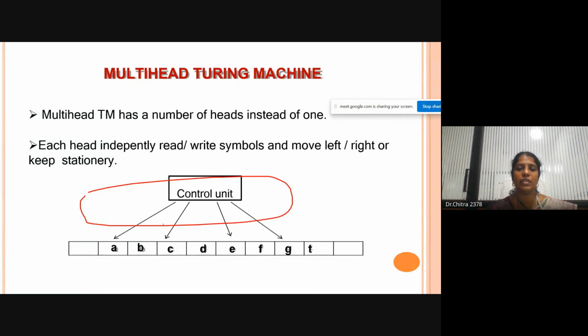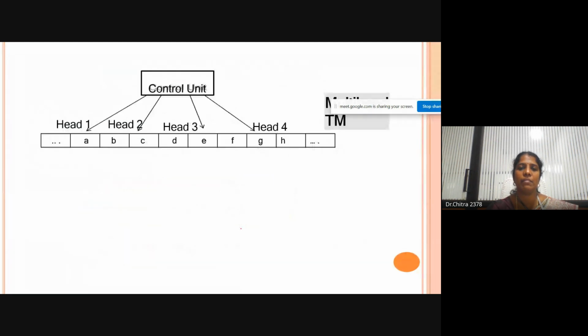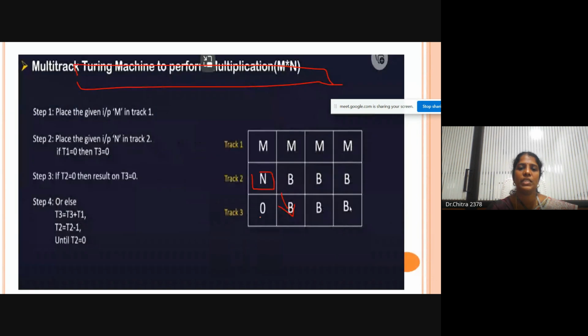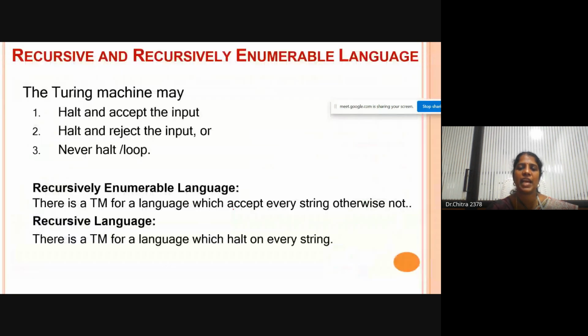Here, each and every tape itself contains multiple heads. Each and every head is acting in an independent manner. And the last one is the multi-track Turing machine. It's mainly used for some specific applications. Here, the tape is divided into many tracks. Only one head is there and the tape is divided into many tracks. Based on the application, the head moves and changes the value. An example is that multiplication can be performed by using the multi-track Turing machine.